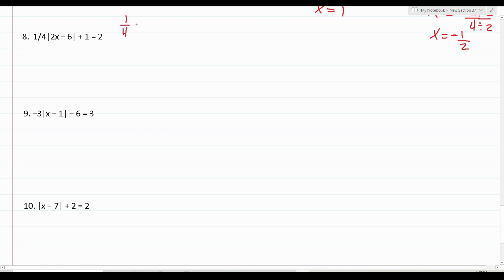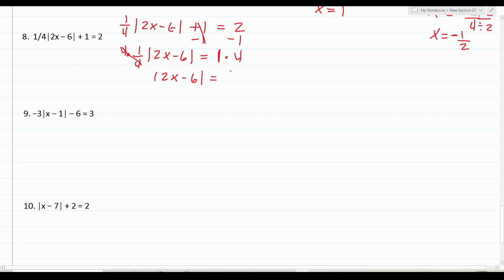We have 1/4 times the absolute value of 2x minus 6 plus 1 equaling 2. Let's go ahead and subtract 1 from both sides. This will cross out here, leaving you with 1/4 times the absolute value of 2x minus 6 equaling 1. Now to get rid of this 1/4, we're going to multiply it by its reciprocal, which is 4 over 1, or just 4. We're going to do that to both sides. This crosses out here, leaving you with the absolute value of 2x minus 6 equaling 4.